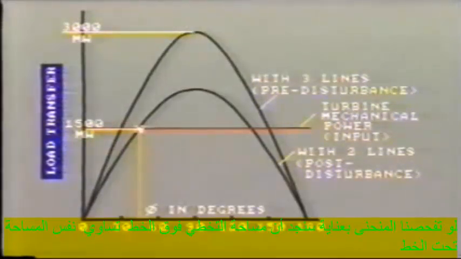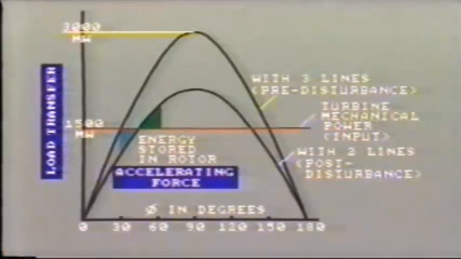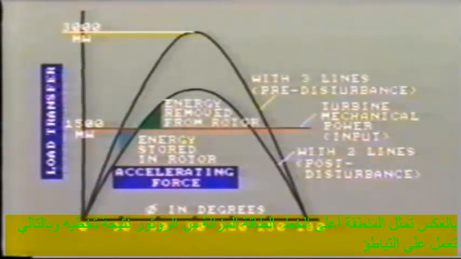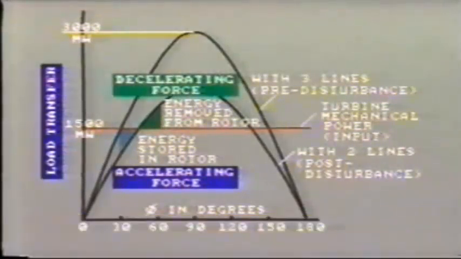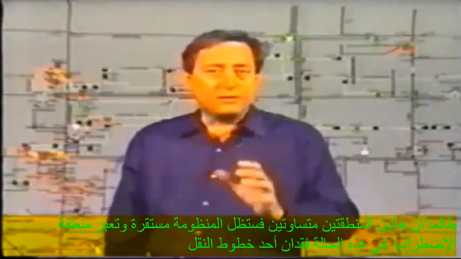If we examine the diagram carefully, we find that this overshoot area above the line is of the same dimension as this area below the line. This lower area represents the energy stored in the rotor which provides the accelerating force. Conversely, this area above the line represents the energy removed from the rotor as it overshoots, and so provides the decelerating force. As long as these areas are equal, the system will remain stable and ride through the disturbance, in this case the loss of one transmission line.